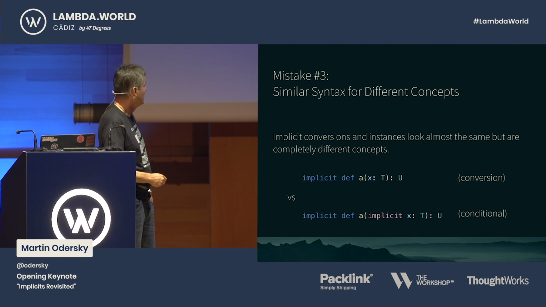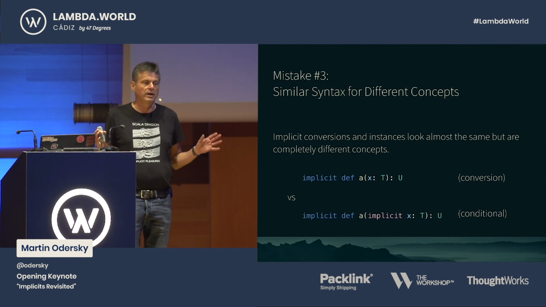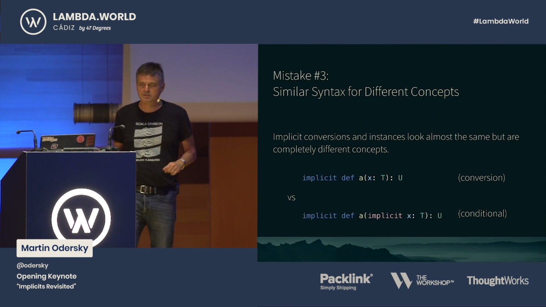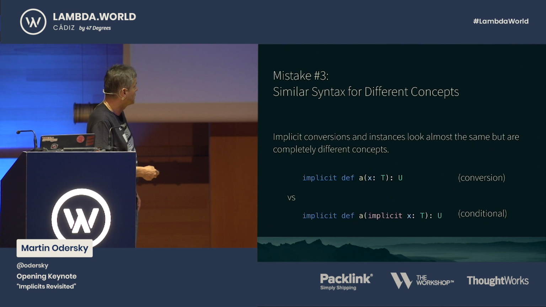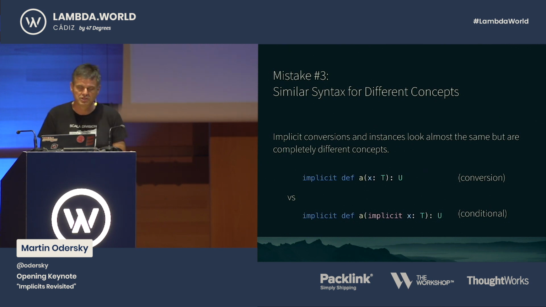So it says, well, I can synthesize a value of type U, provided that there is an implicit value of type T. So these two are used in completely different ways. One is a conditional implicit, the other is a conversion. One is everywhere, the other is quite problematic. Yet the difference is essentially a single keyword, implicit, which furthermore is used in lots of different circumstances. So that's problematic.